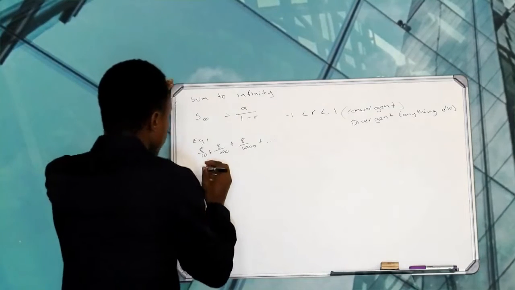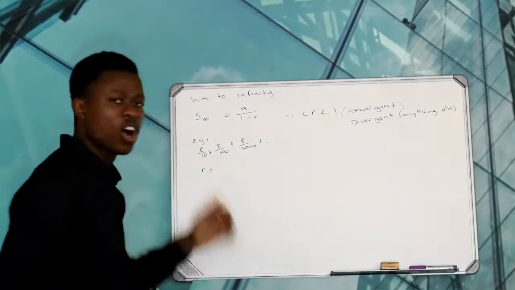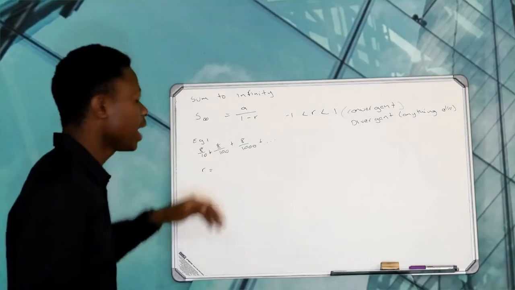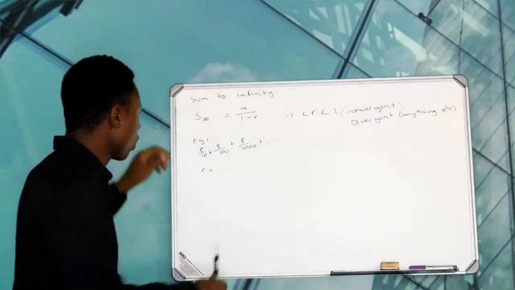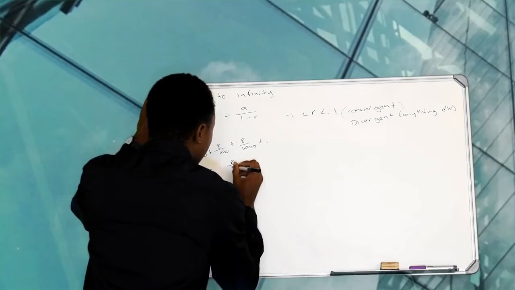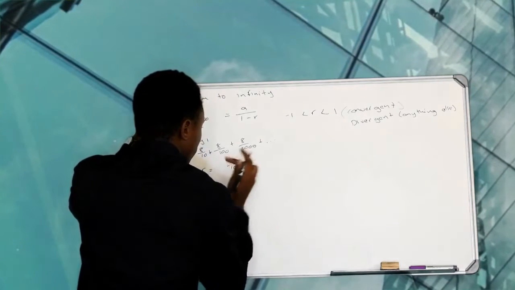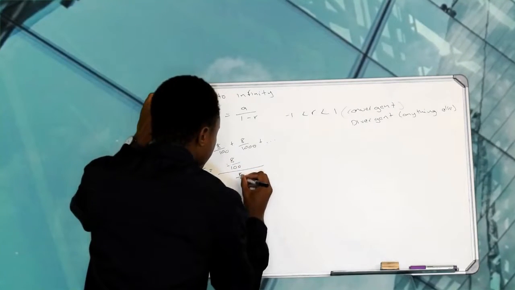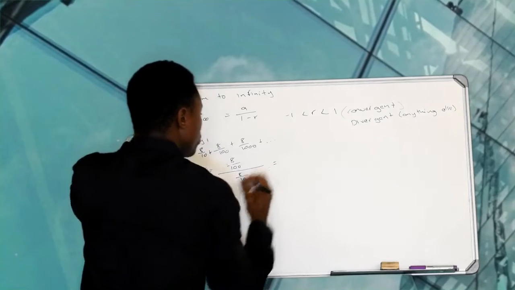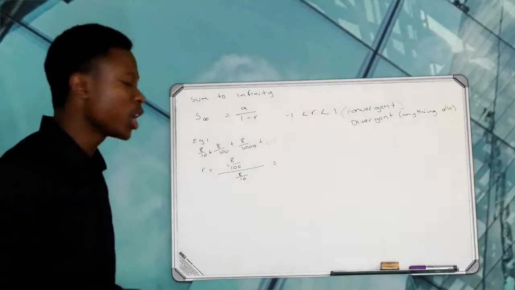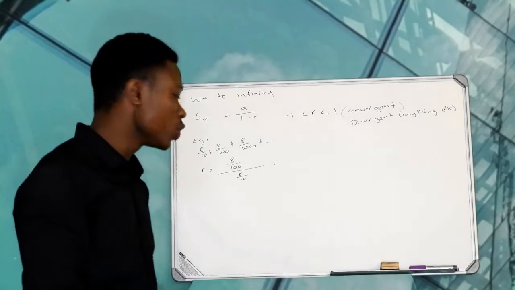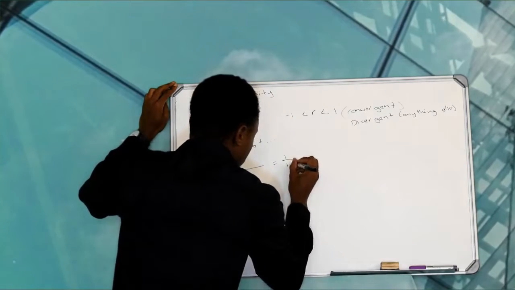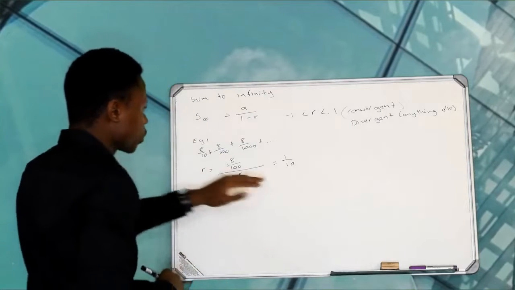By checking, we're saying r is equal to, what is r equal to? r is equal to 8 over 100 divided by 8 over 10. What is that equal to? You can put that in your calculator and see what value you get. I got 1 over 10. Right, that's what r was.